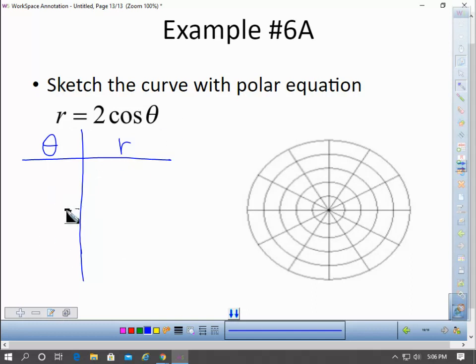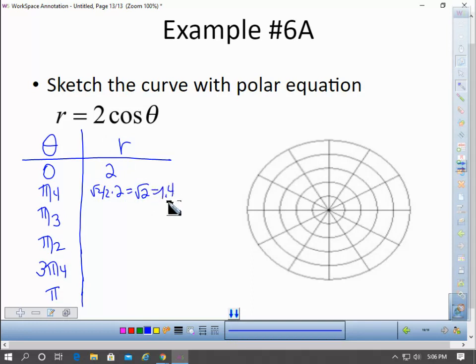So if I'm doing this by hand, I'm going to pick values of theta. I'm going to do 0, I might do pi over 4, I might even do pi over 3, and then pi over 2, and then maybe 3 pi over 4, and then maybe pi, just picking some values of theta. Then I substitute in. Cosine of 0 is 1, 1 times 2 is 2. Pi over 4, the cosine of pi over 4 is radical 2 over 2. Then I times by 2, so that gives me radical 2, which is 1.4.